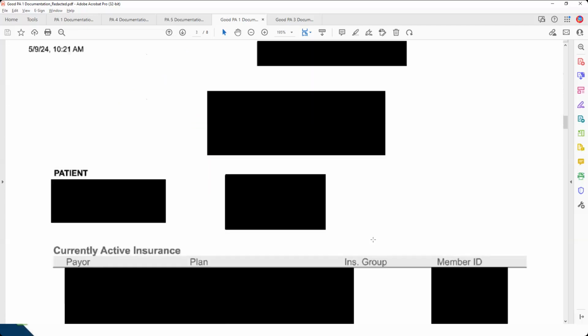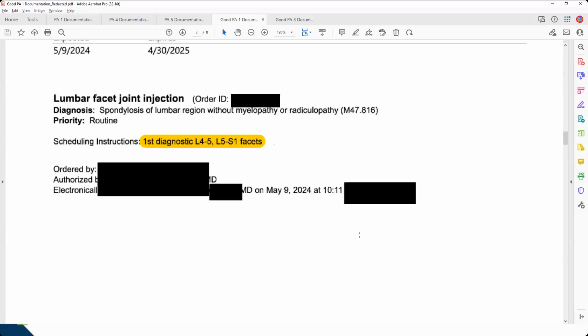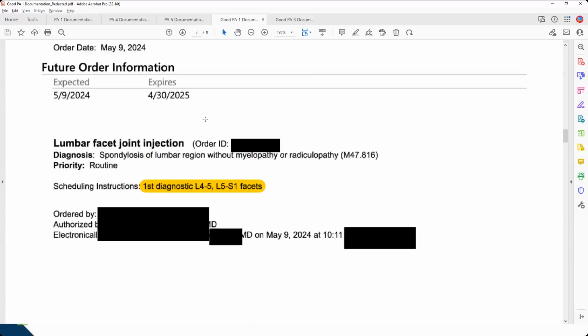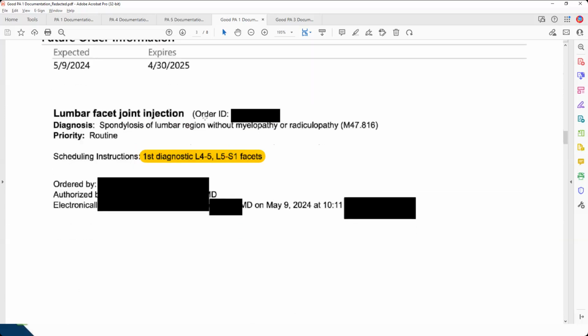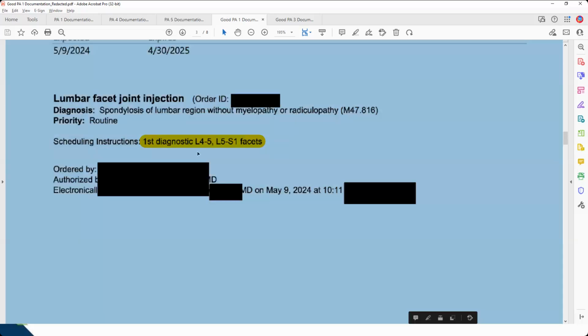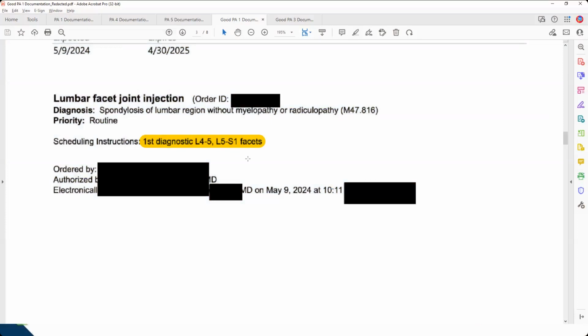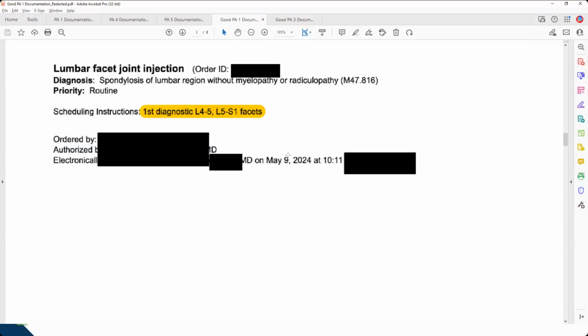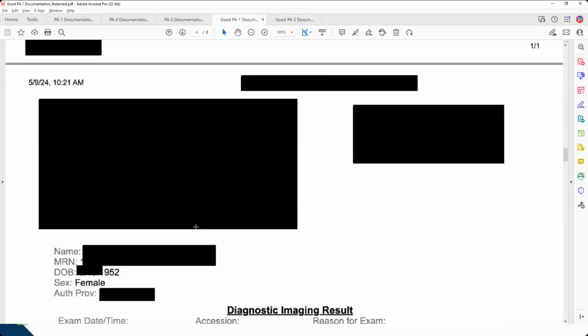So as we scroll down, again, you can see a little bit of information, the information they gave to their scheduler. Oops, I have a habit of doing that, and then I highlight the whole page. I'm so sorry. Again, says first diagnostic, L4-5, L5-S1 facet. So they're telling the scheduler, it's in the documentation that that's what they are planning.